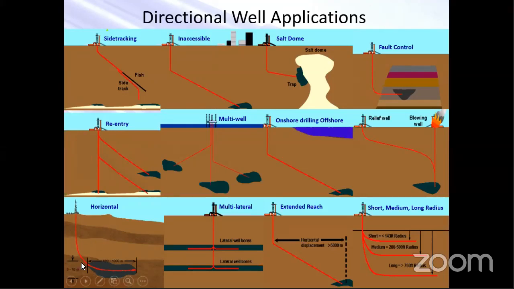Okay, we have horizontal applications here. For example, in this picture, let's say we have a very thin layer. One of the applications is that we can drill a horizontal well and go further, I mean, have a long distance inside the reservoir in the thin layer. The next one is multilateral, sometimes called fishbone application. We have extended reach. And the last one is short, medium, and long radius.